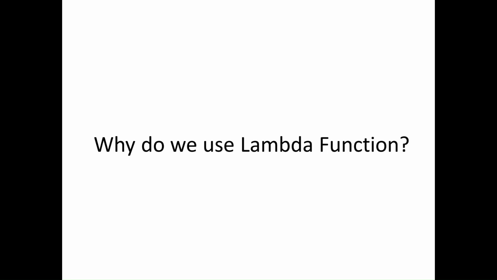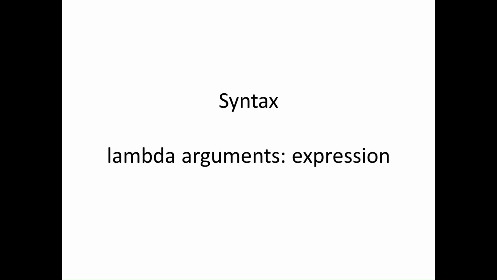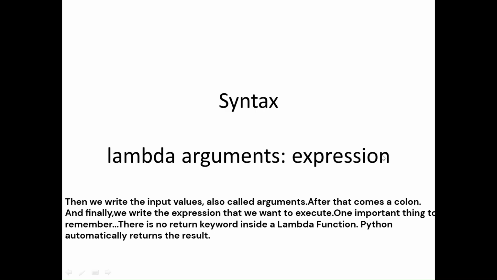Let's talk about syntax. The syntax looks like this: lambda, argument, colon, expression. Okay, let's break it down. First, we write the keyword lambda. Then we write the input value, also called argument. After that comes a colon, and finally, we write the expression that we want to execute. One important thing to remember: there is no return keyword inside a lambda function. Python automatically returns the result.